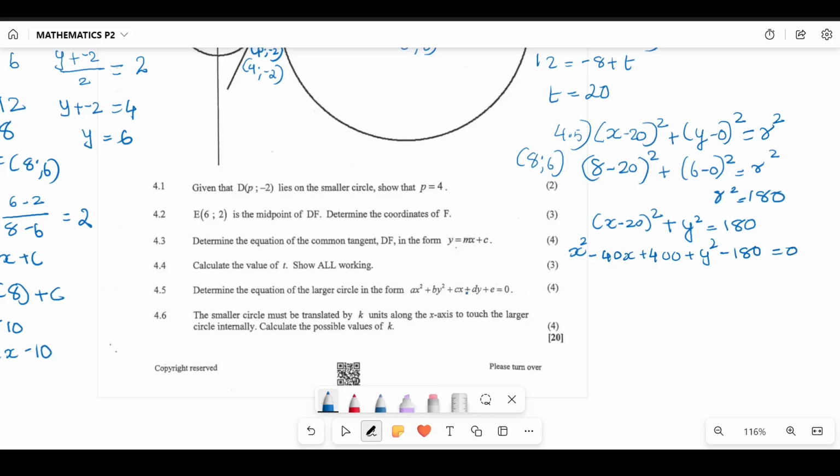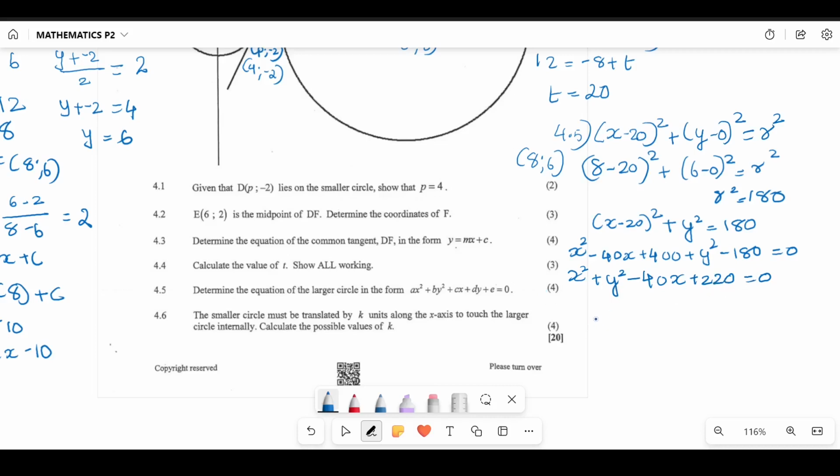Now when you're writing this form with x² first, then y², minus 40x, then 400 − 180 is 220, plus 220 equal to 0. That's how the question is asking us to write. So that is the equation of the circle.